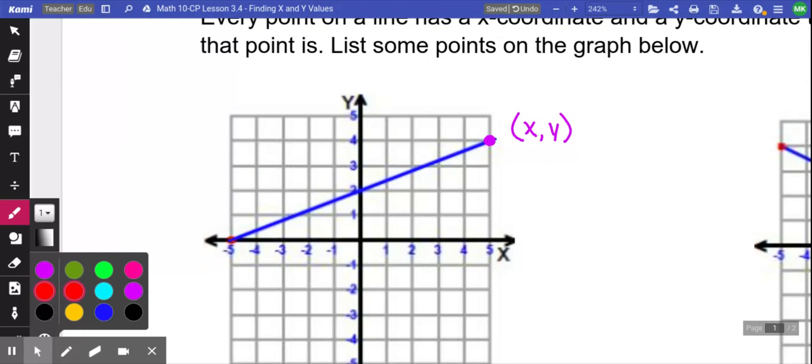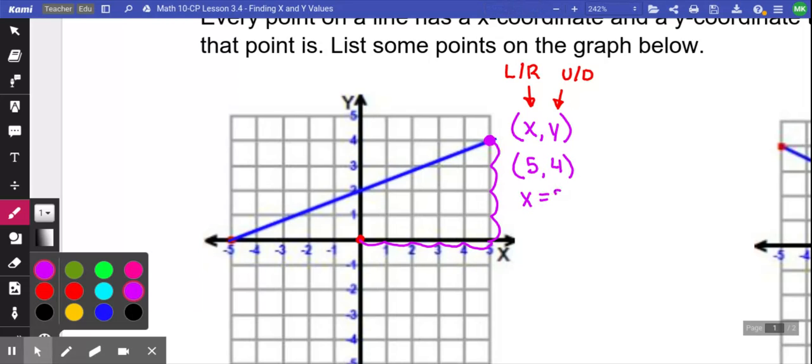X tells you how far you need to move left or right from the middle of the graph. And the y value tells you how far you have to move up or down from the center of the graph. For this question, if I go from the center, I would have to move 1, 2, 3, 4, 5 to the right, so my x value would be 5. And I would have to move 1, 2, 3, 4 units up. I would describe this point as being at x equals 5 and y equals 4.